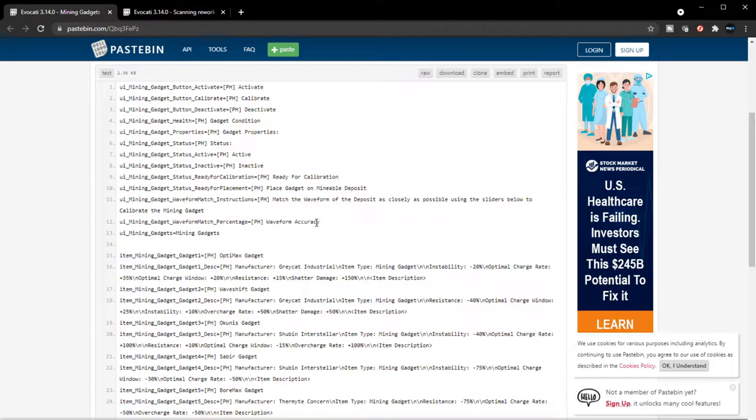Waveform accuracy. Okay, so there's a waveform accuracy. Does that mean that maybe they're going to have tiers of gadgets? So the better the gadget, the better the waveform accuracy, maybe.